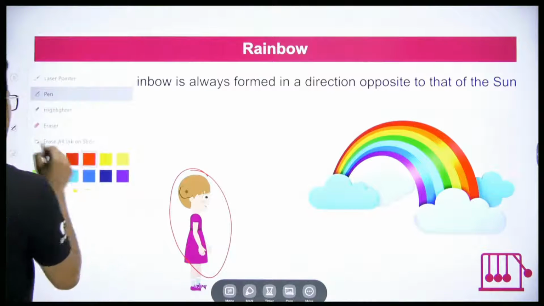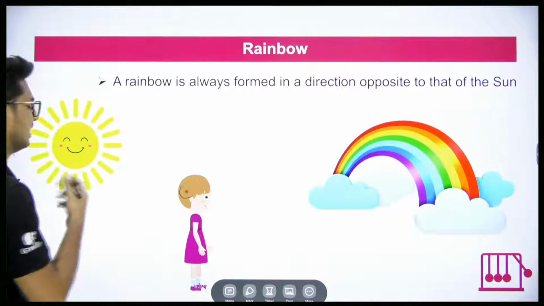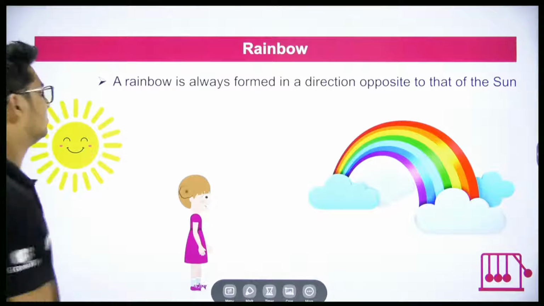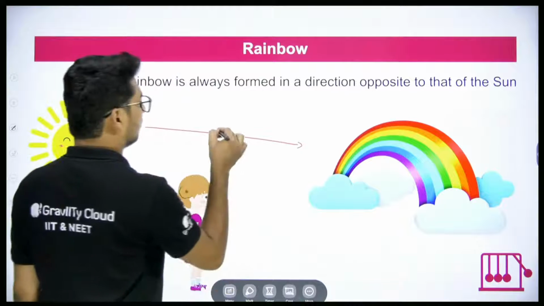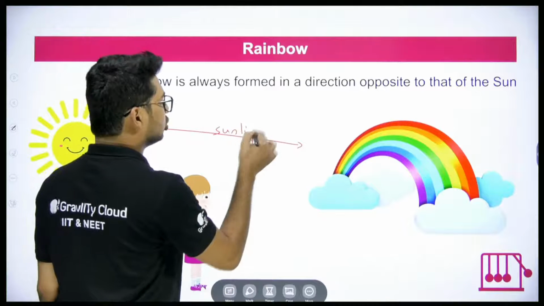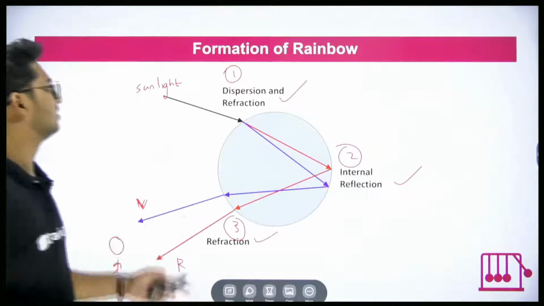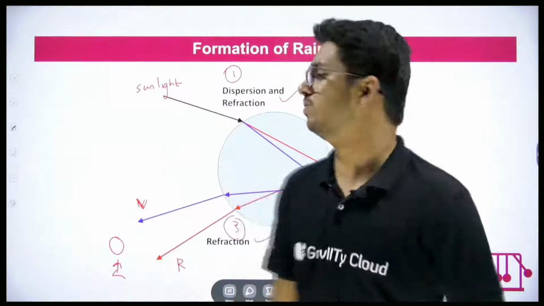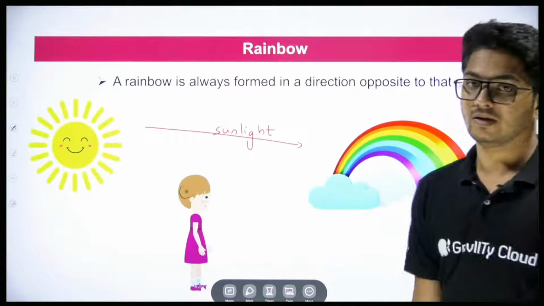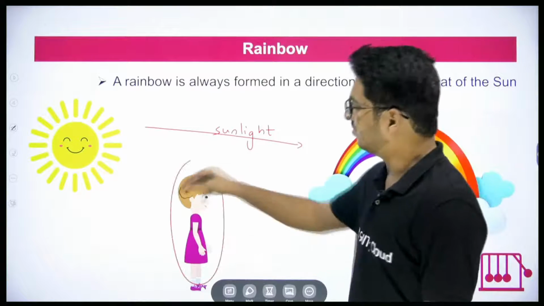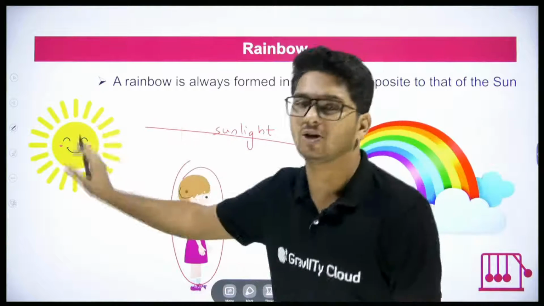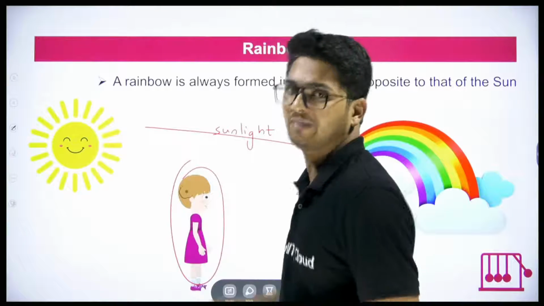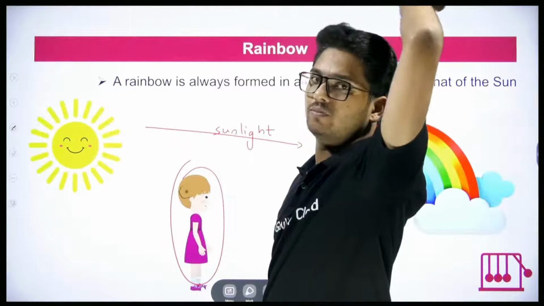Then that aside, obviously we need a sun. Why do we need the sun for a rainbow? Because first, sunlight should be incident on a water droplet, yes or no? Look at this. Sunlight comes from the sun, so it should be there. And look at the observer. Where should the sun be? The sun should be behind the observer, at the back of the observer. If I am like this, behind me the sun should be there.